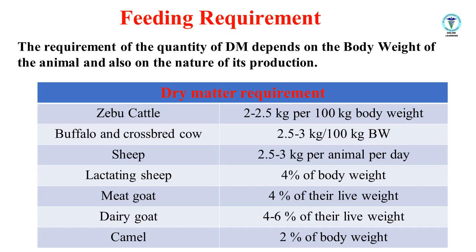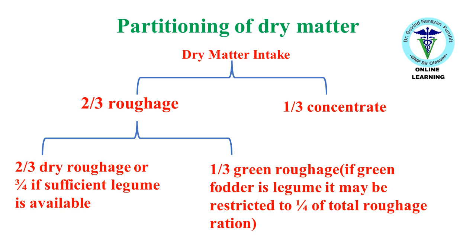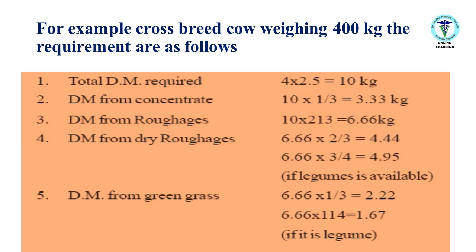Feeding requirements. The requirement of the quantity of DM depends on the body weight of the animal and also on the nature of its production. The dry matter requirements of different livestock are shown in the table. For example, zebu cattle require 2.5 kg per 100 kg body weight. Partitioning of dry matter: dry matter is composed of 2/3 roughage and 1/3 concentrate. The roughage should include 1/3 green fodder and 2/3 dry roughage. The above is the example for the requirement of ration of a crossbred cow weighing 400 kg.